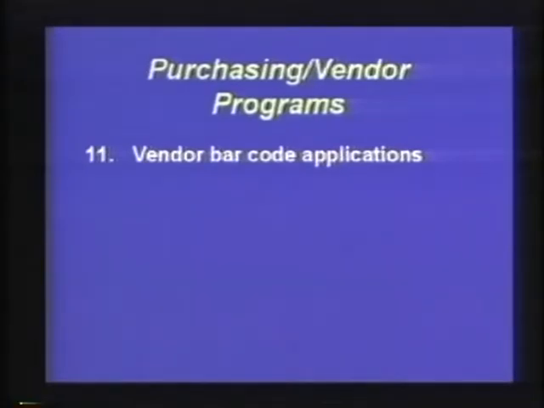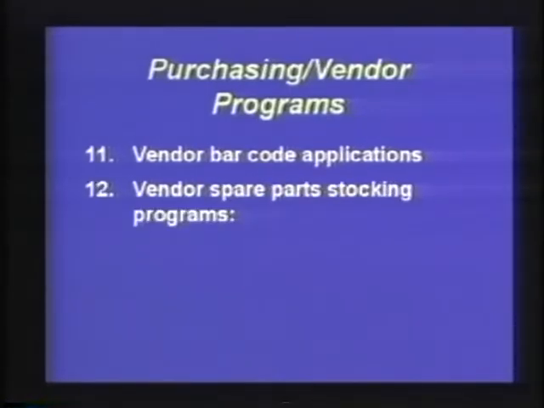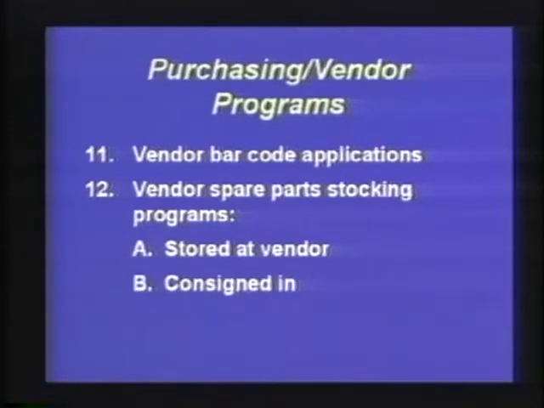One of the nice things about barcoding is to eliminate much of the transposition between your purchase order and the vendor data and your receiving against the vendor shipping documents. The next item, 12, would be the vendor spare parts stocking programs. Whether it's stored at the vendor or whether it's consigned in, you continually want to review the vendor stocking programs with current and new suppliers.